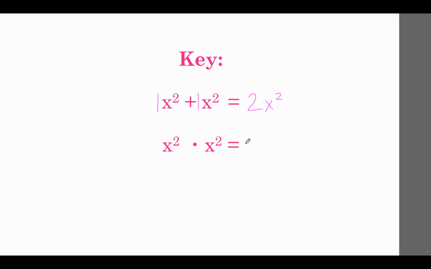When we look at the next example, x squared times x squared, this is very different. Now when we're multiplying, we're actually going to be adding 2 plus 2 to get 4. So our answer will be x to the fourth power. This is using the exponent properties, and whenever you're multiplying, you're really adding the exponents, which is why this is x to the fourth.